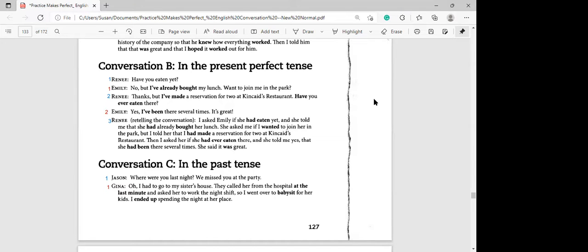I asked Emily if she had eaten yet, and she told me that she had already bought her lunch. She asked me if I wanted to join her in the park, but I told her that I had made a reservation for two at Kincaid's restaurant. Then I asked her if she had ever eaten there, and she told me yes, that she had been there several times. She said it was great.